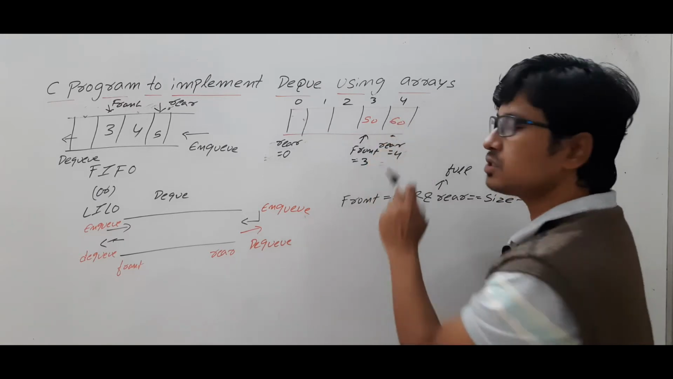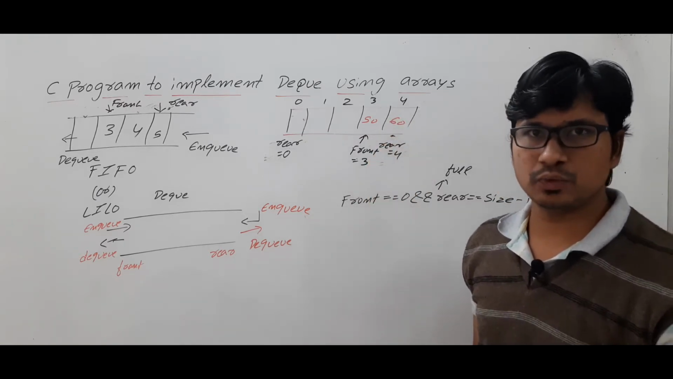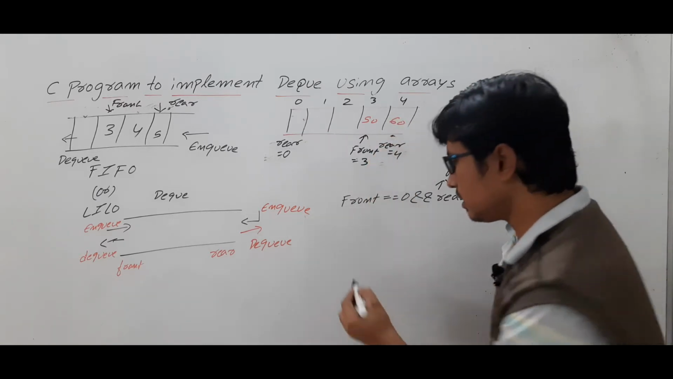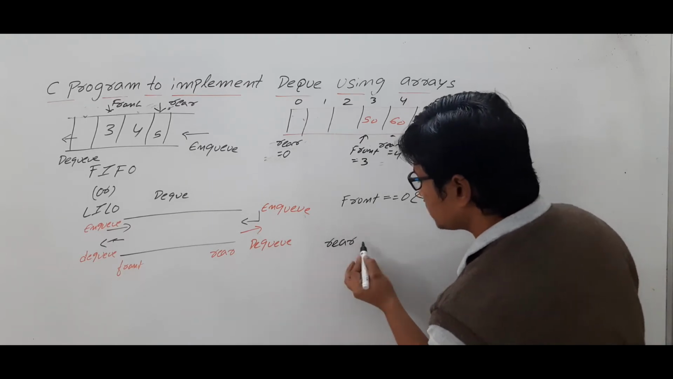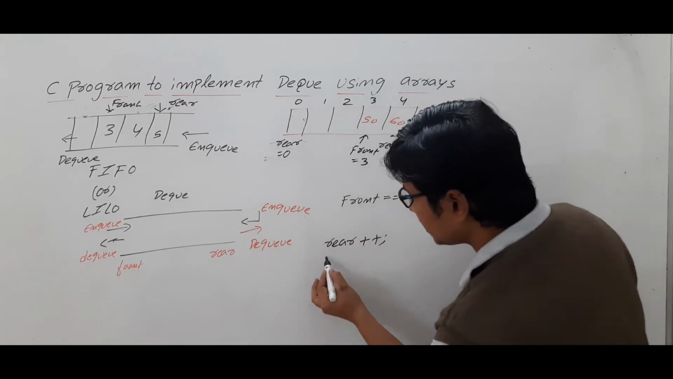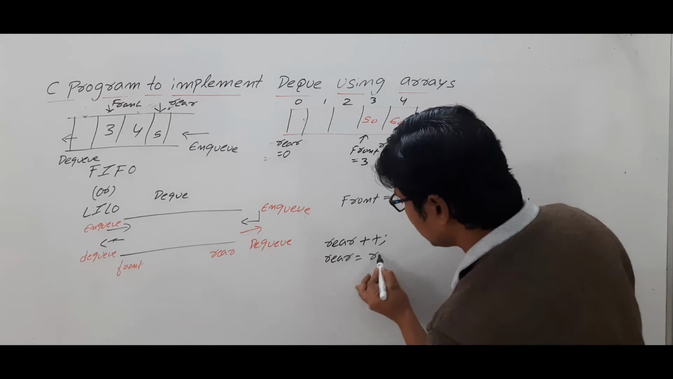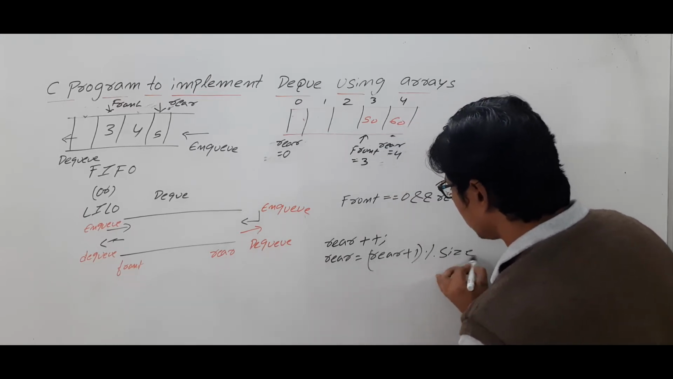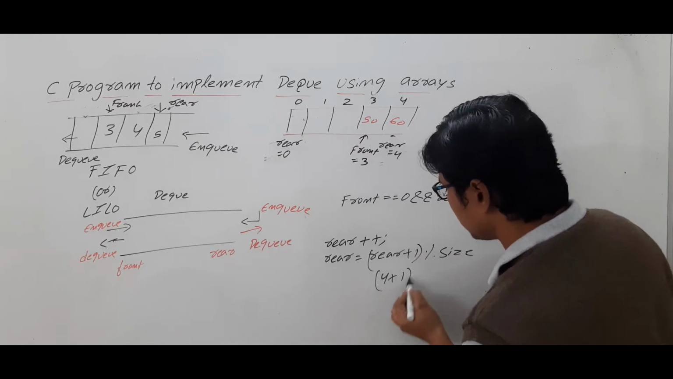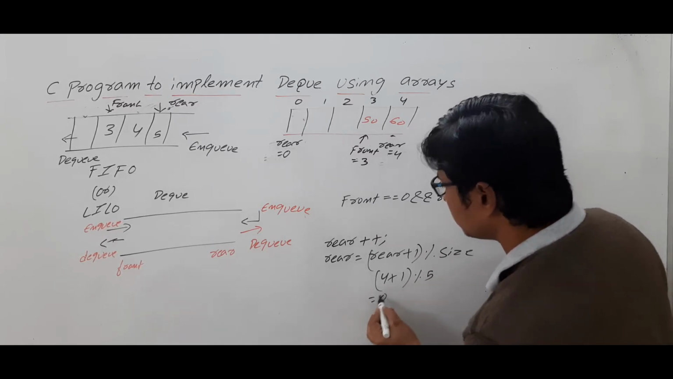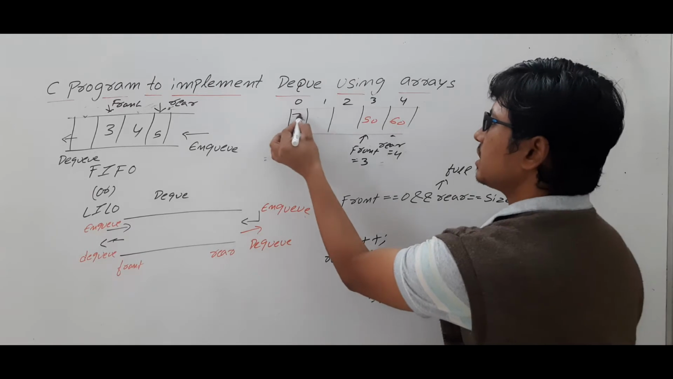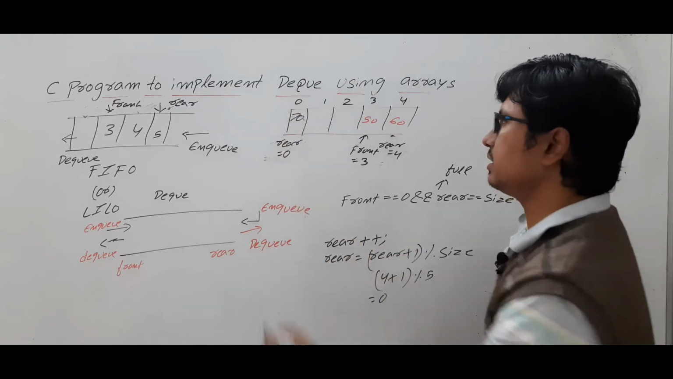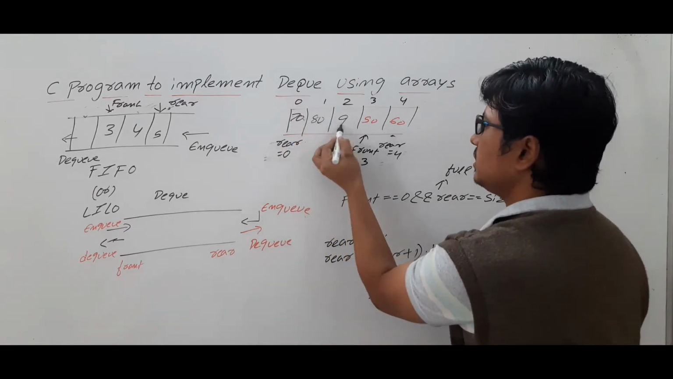When rear is equal to size minus 1, we have to increment the rear. If it is a queue, we will say rear plus plus, but when it comes to the circular queue, rear is equal to (rear plus 1) modulus size. So rear is equal to 4, (4 plus 1) modulus 5 will become 0. So at that index, I will insert the element 70. Then I started inserting 80, 90.